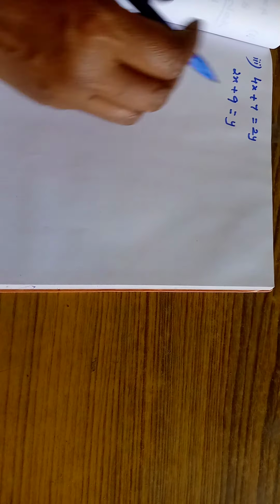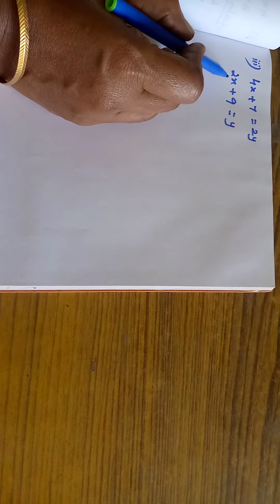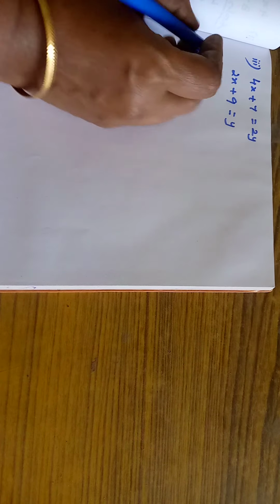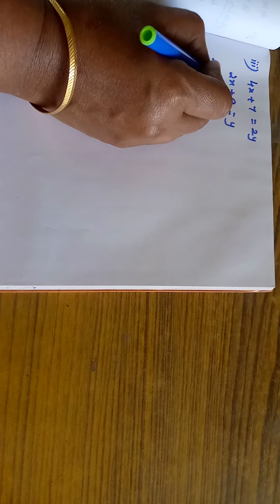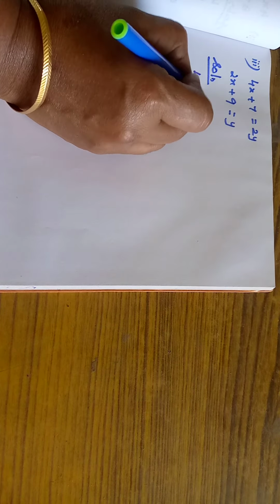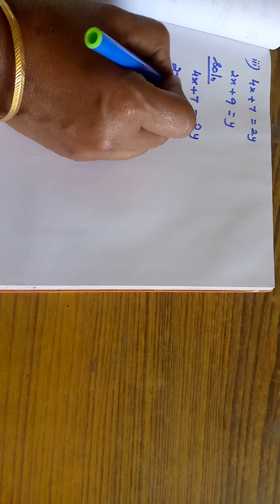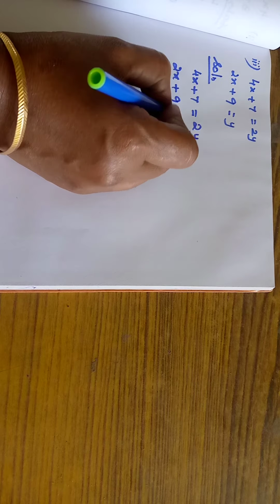4x plus 7 equal to 2y, 2x plus 9 is equal to y. Let's do that. Let us solve it. First equation is 4x plus 7 equal to 2y. 2x plus 9 is equal to y.